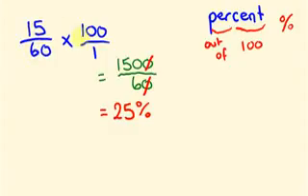Now, just before we go on, if we actually use that idea of cancelling out numbers, we can look at a number that goes into both of these. So 15 actually goes into both of these. 15 goes into this one once, and it goes into this one 4 times. So we would end up with a quarter. And a quarter is the same as 25%.